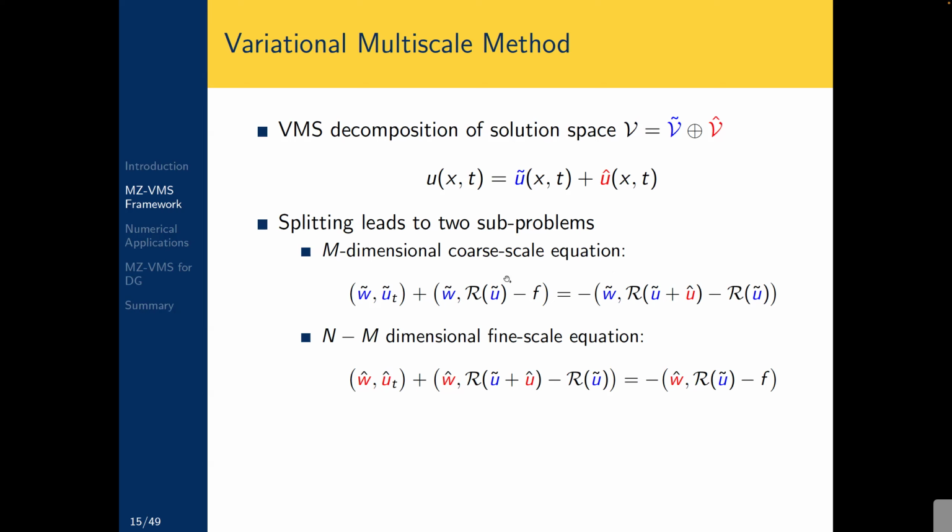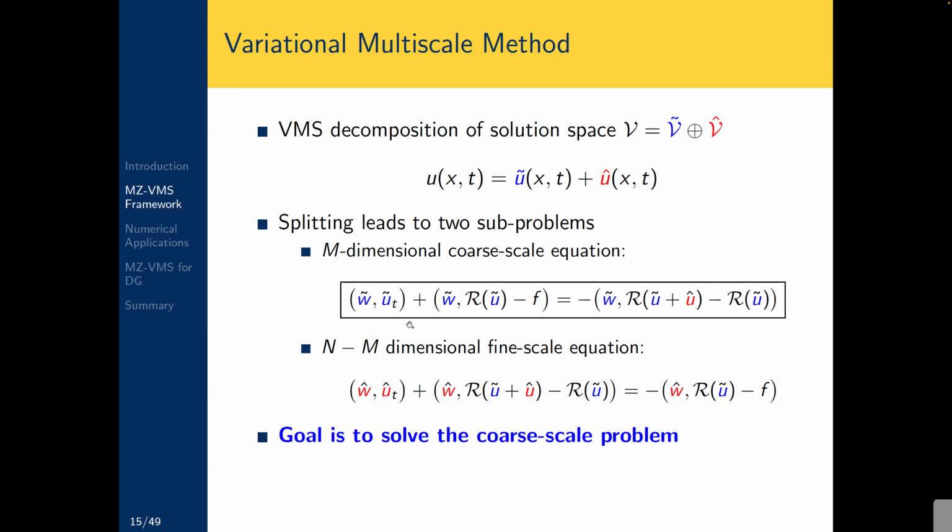And then by virtue of the splitting, you can write two different subproblems for your governing equations. One is going to be an m-dimensional equation for the coarse scales, for the u tildes in blue. And the other one is going to be an n minus m-dimensional equation for the fine scales. And so the goal is going to be to solve this coarse scale equation. In terms of classical LES, you can think about this as the filtered Navier-Stokes equations. And then on the right-hand side, you're going to see that you have an unclosed term. You're going to have both the resolved scales and the unresolved scales. So this is effectively your subgrid scale stresses, right?